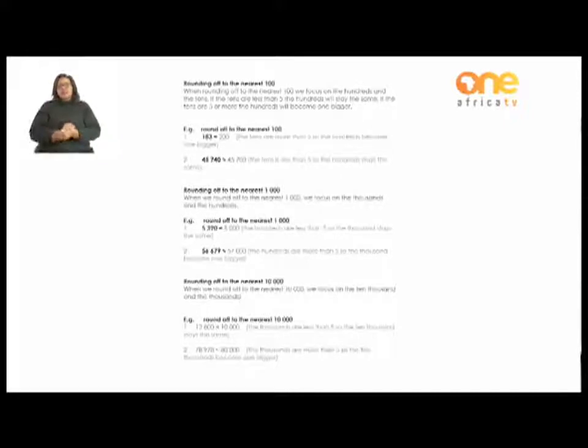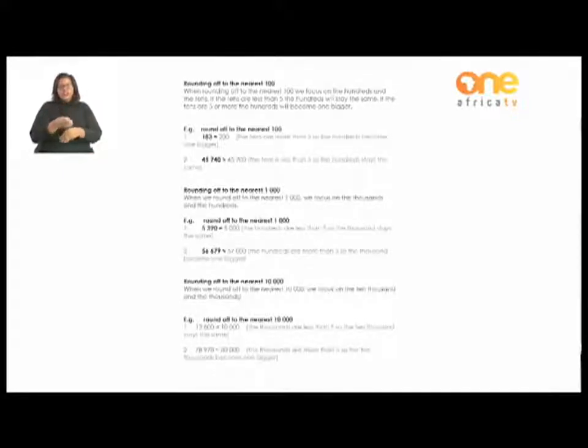And lastly, we have rounding off to the nearest 10,000. When we round off to the nearest 10,000, we focus on the 10,000 and the thousands. For example, rounding off to the nearest 10,000, 12,800 rounded off to the nearest 10,000.